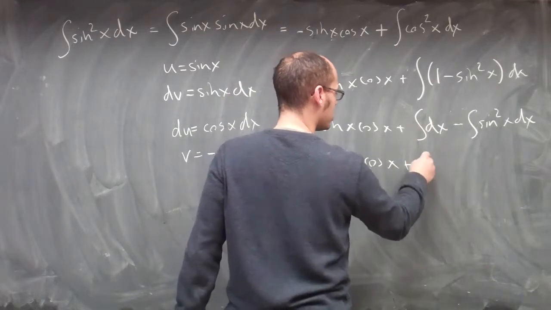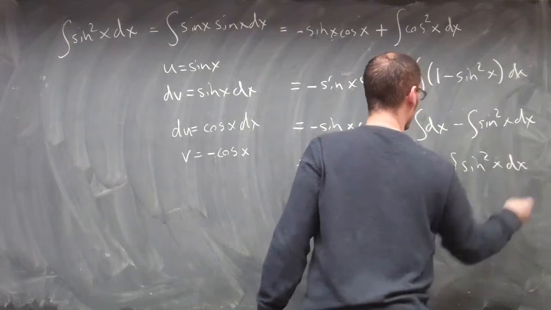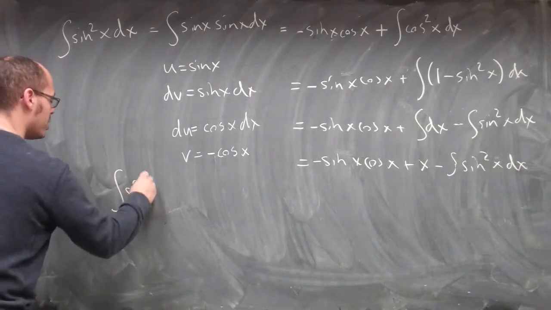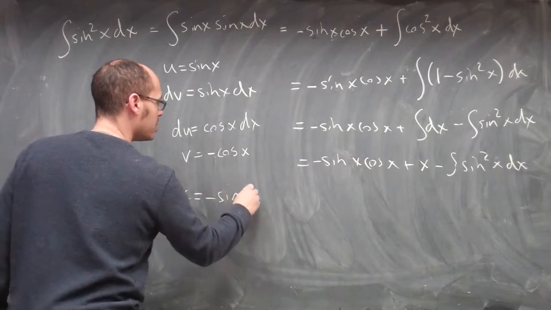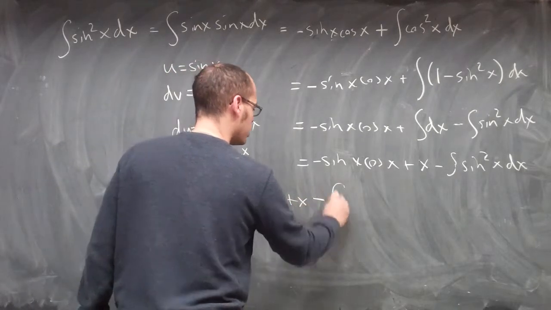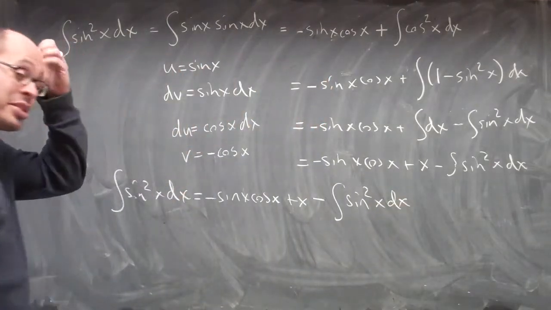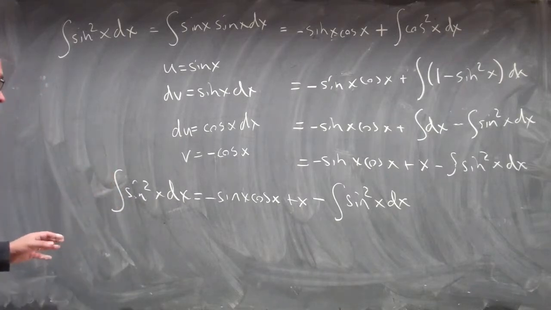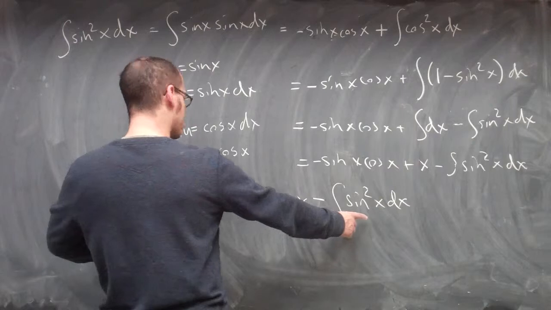So the integral of dx is just x minus the integral of sine squared x dx. Okay, so all told, what I have is that the integral of sine squared x dx is minus sine x cosine x plus x minus the integral of sine squared x dx. This is great, because this is just what happened that other time when we had the exponential times the trig function. We have this pattern that we can merge these two parts of.